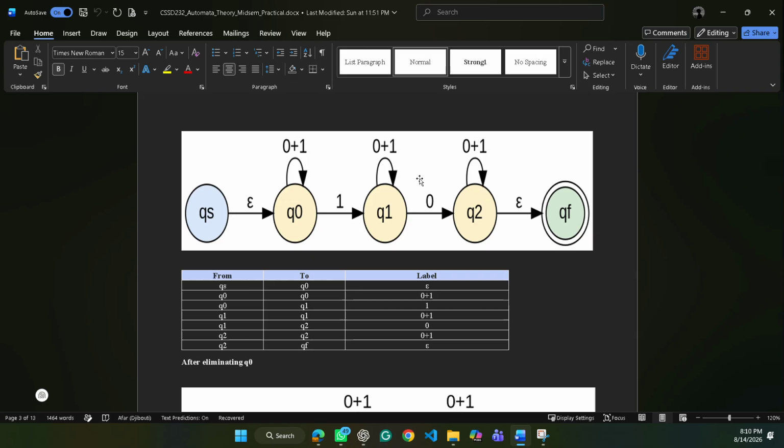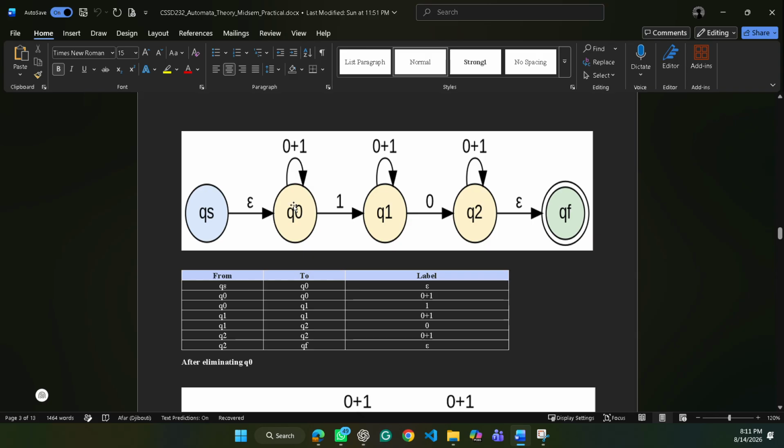Next, I eliminate Q1. This produces the transition (0+1)*1(0+1)*0. Then I finally eliminated the accepting state Q2. The resulting regular expression for NFA1 is (0+1)*1(0+1)*0(0+1)*, and that is it for now.